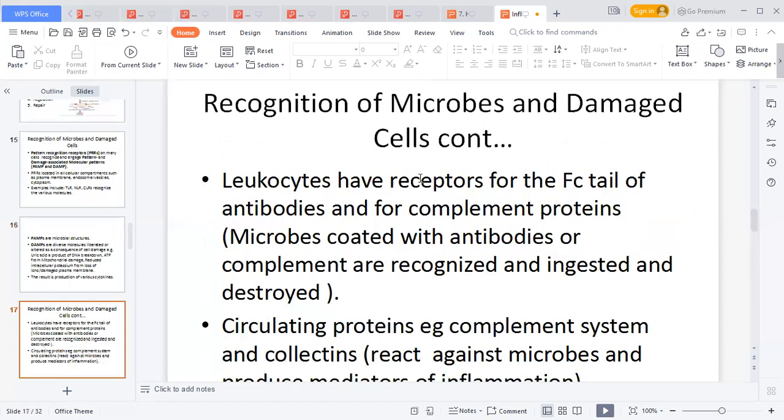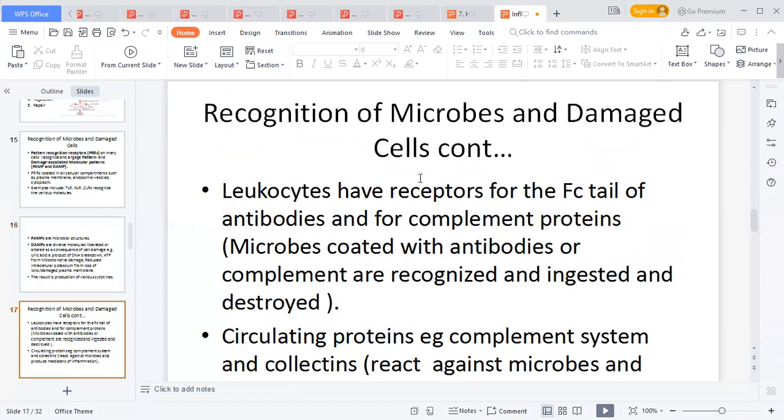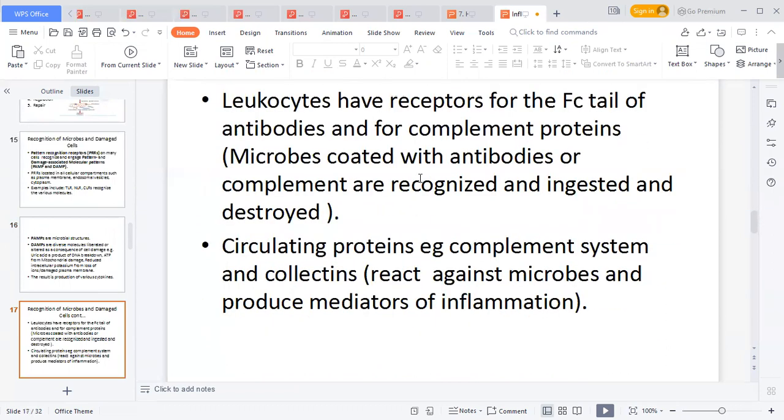Okay, these are not that important. So that is the recognition of molecules and damaged cells. How do they recognize? That's what they're trying to talk about.